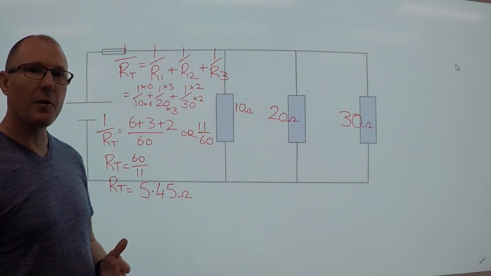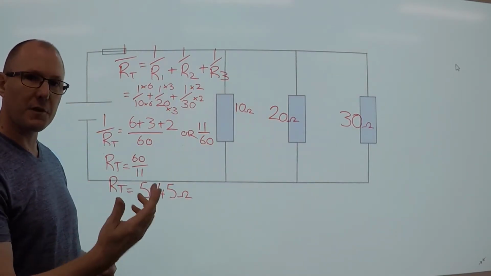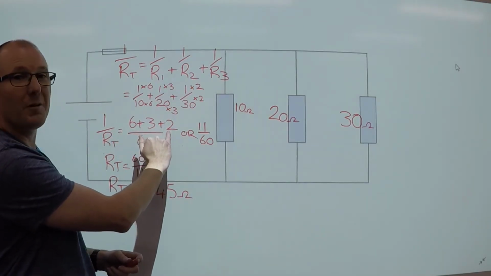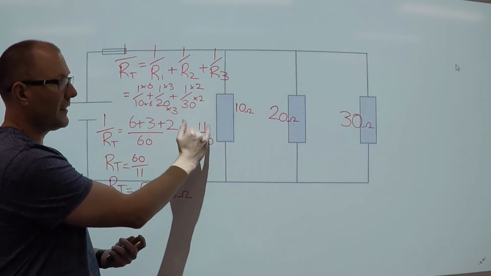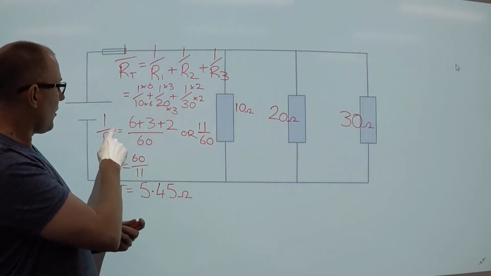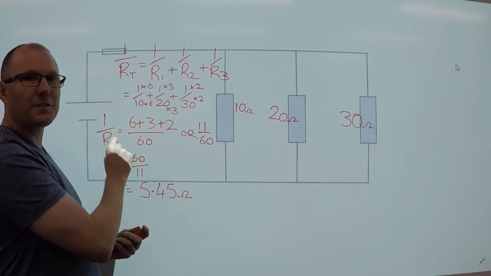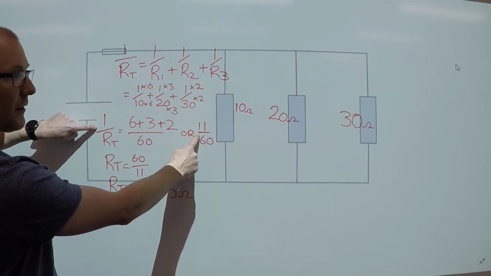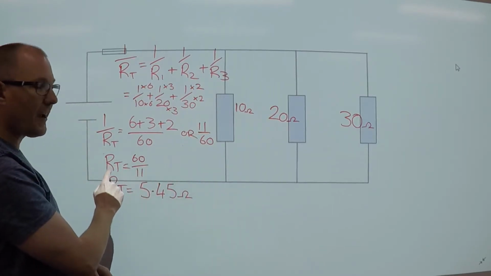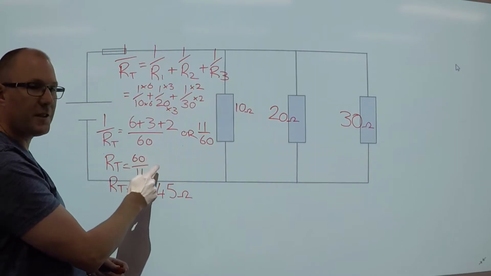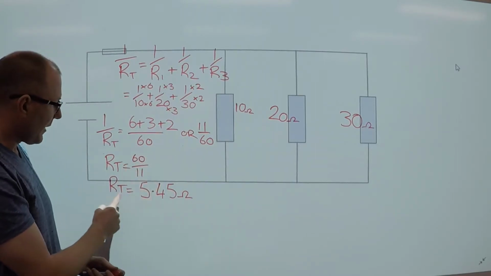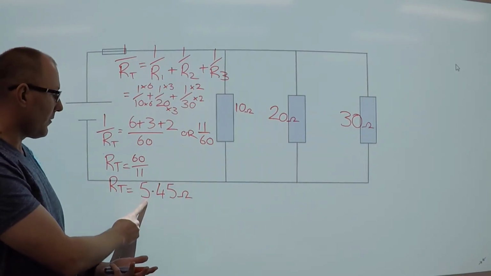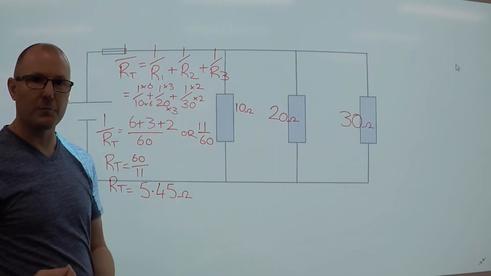Okay, now that we've found our common denominator, all we have to do is add up the top. So now we have 6 plus 3 plus 2 over 60, or 11 over 60. But that is 1 over RT. We need it flipped over. So we flip that answer over. So now we have RT equals 60 divided by 11. And that gives us a total resistance for the parallel circuit of 5.45 ohms.